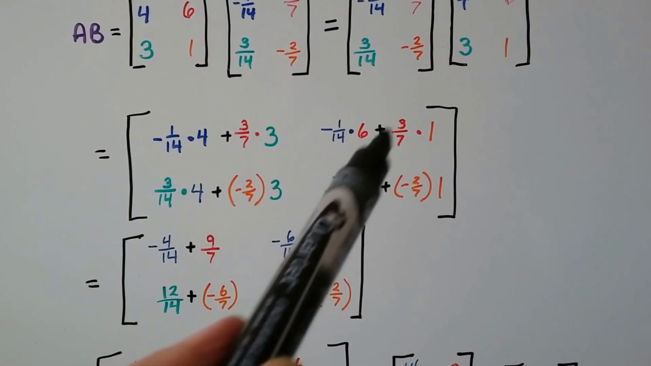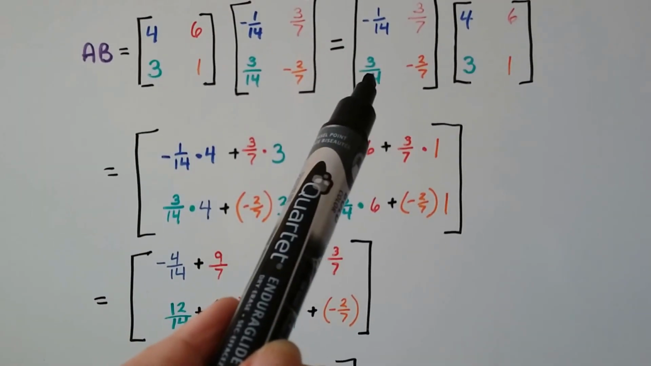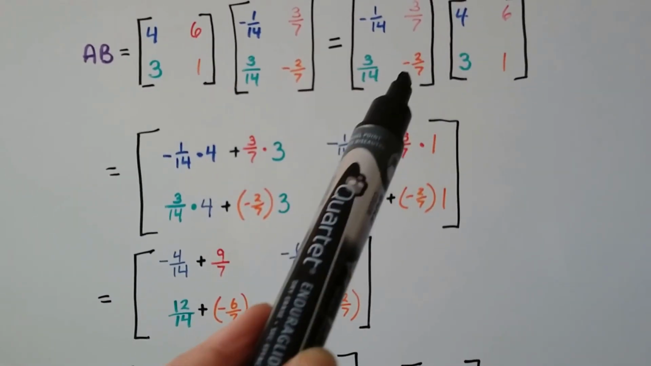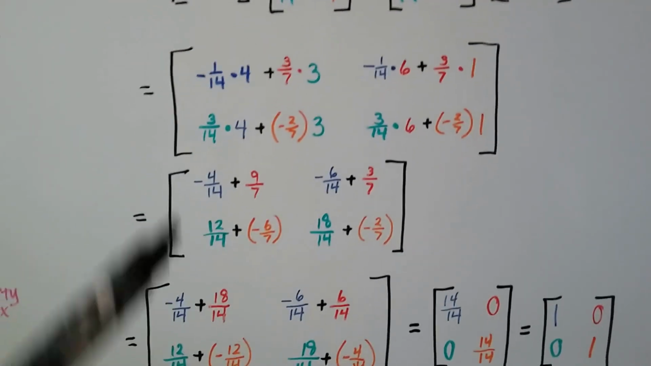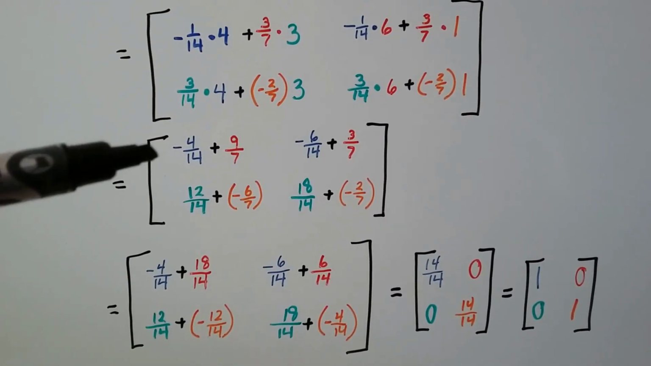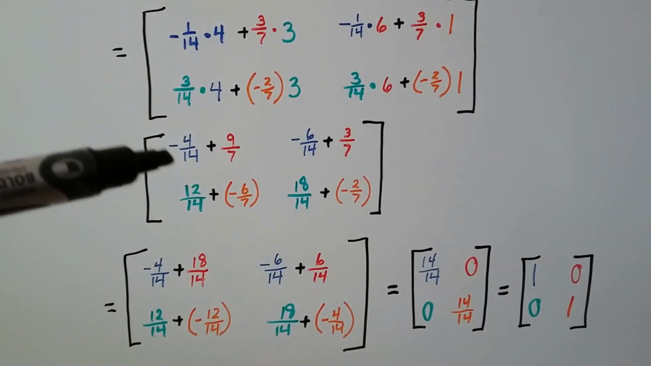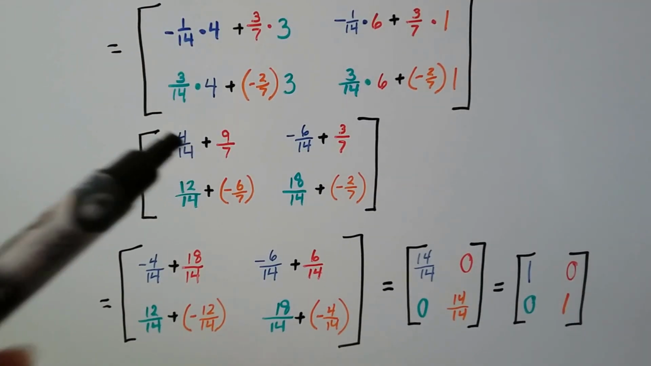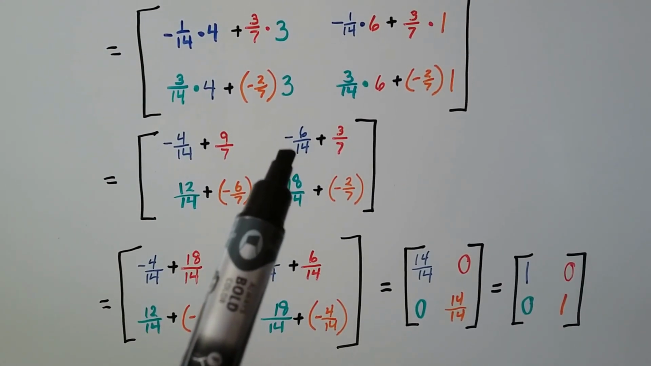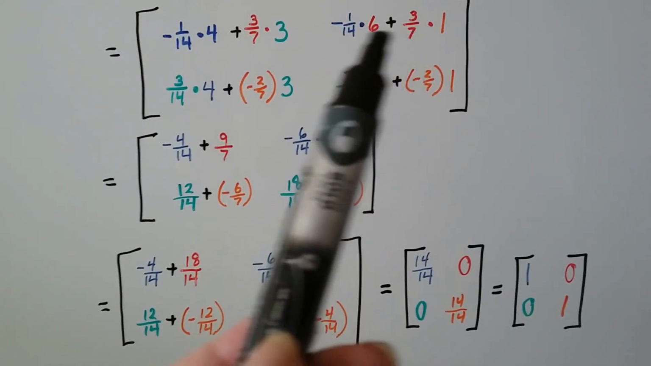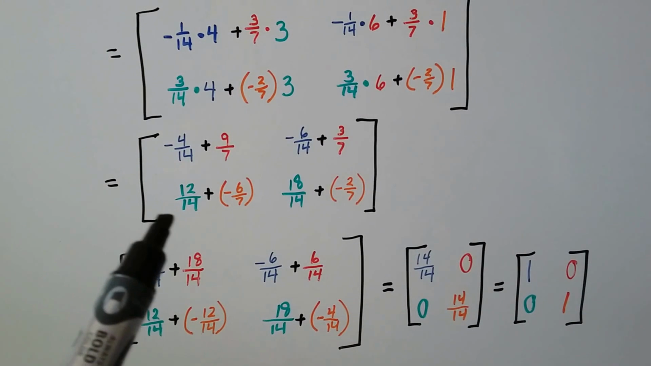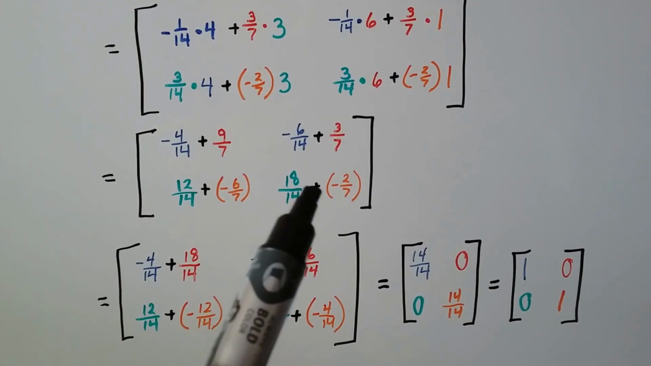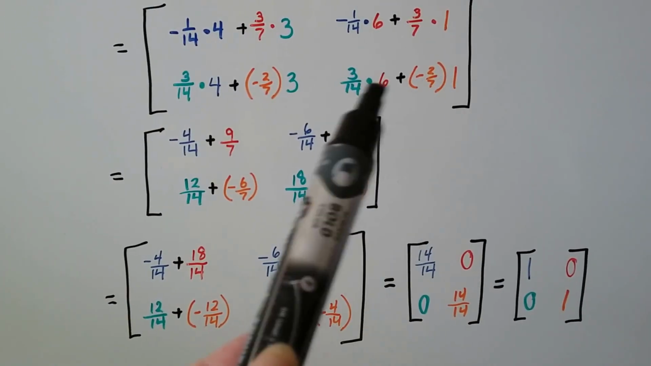Then we do the negative 1/14 times the 6, and then the 3/7 times the 1. We need to find their products and then add them. Then we do the 3/14 times the 4, and the negative 2/7 times the 3, and the 3/14 times the 6, and the negative 2/7 times the 1. We find their products and we add them. For this one right here, we're going to get a negative 4/14 plus a 9/7. See that? 3 times 3 is 9, over 7. We're going to get a negative 6/14 plus a 3/7 when we do this multiplication. We're going to get a 12/14 plus a negative 6/7 when we do this one. And we're going to get an 18/14 plus a negative 2/7 when we do this one.